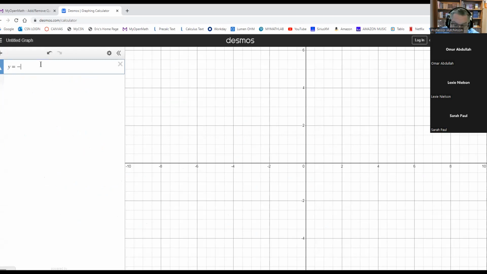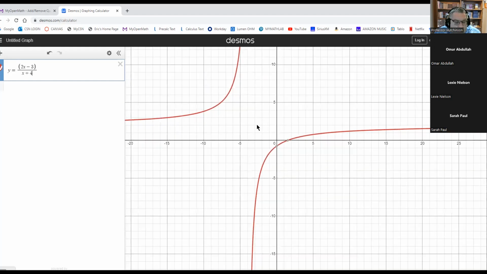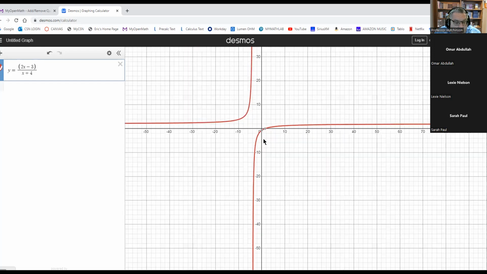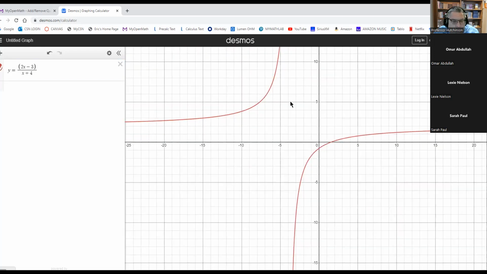And so when you see this, let's go ahead and put in our function. We have 2x minus 3, divided by, in the bottom, x plus 4. The nice thing about doing something like this is you can zoom out, you can zoom in, you can move this around. For something like this, we see that originally we had -4 was not included in our domain. So -4 right here, you see we have a vertical asymptote.